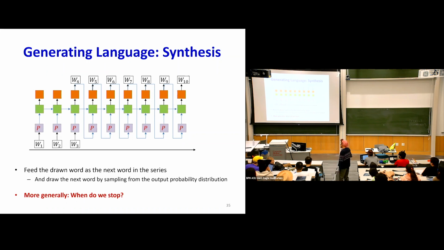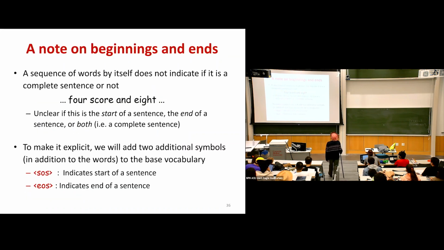In order to know when I'm done, I'm going to have to indicate it. A sequence of words by itself does not indicate if it's a complete sentence or not, right? "Four score and eight." Is this a full sentence? You don't know. It could be. Maybe somebody just wrote "four score and eight" and went home. So you need some way of indicating whether it's a complete sentence or not. I don't know if it's the initial portion of a sentence, or if it's the final portion of a sentence. There is no indication over here.